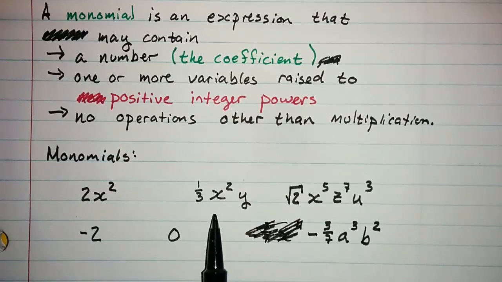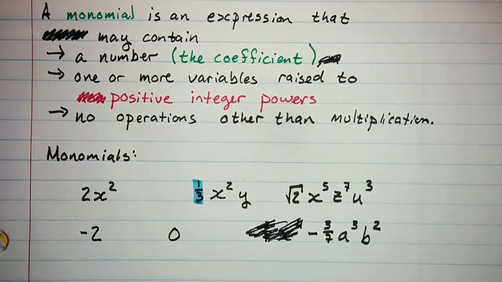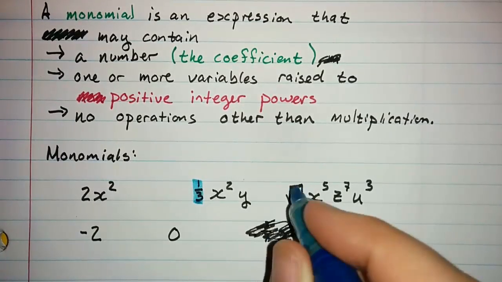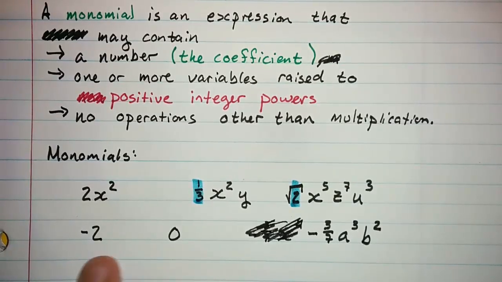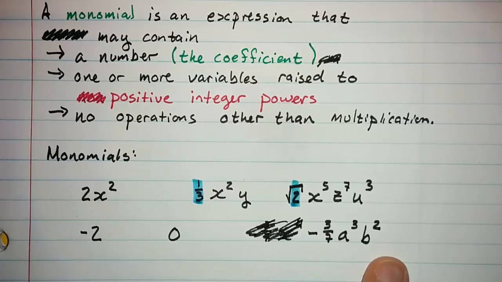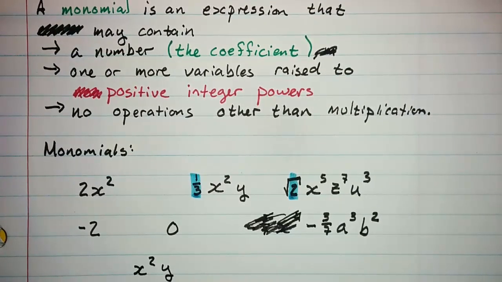2x squared, no problem. 1/3 x squared y. The 1/3 might give you pause, but remember, 1/3 is just a number. Likewise, root 2 is just a number. -2 and 0, variables are not required. -3/7 a cubed b squared. x doesn't have to be one of the variables. Just x squared y. No coefficient is required.